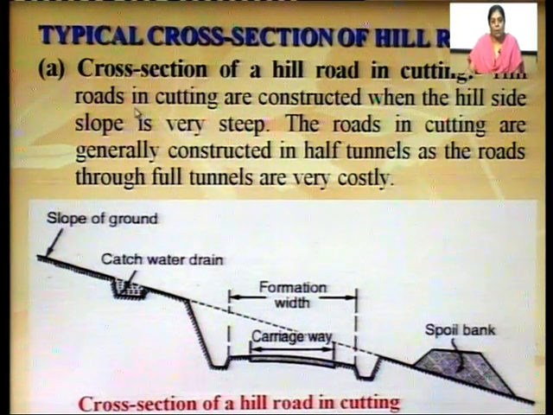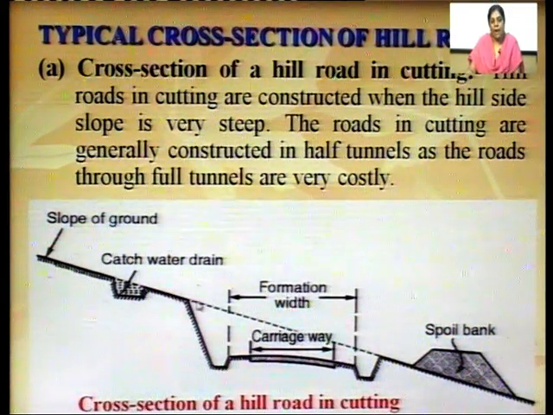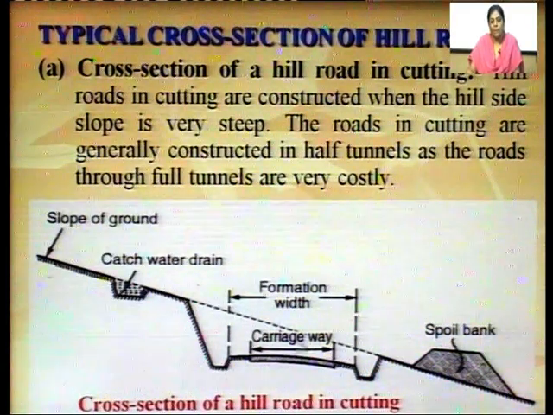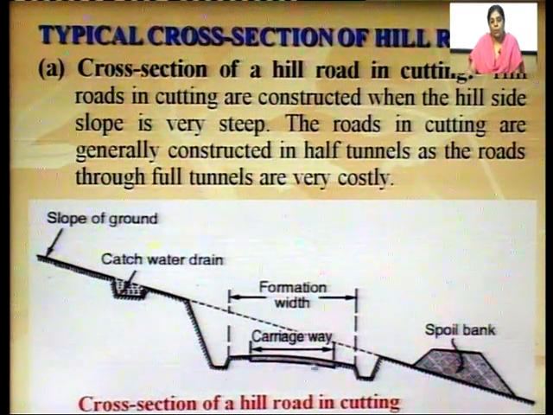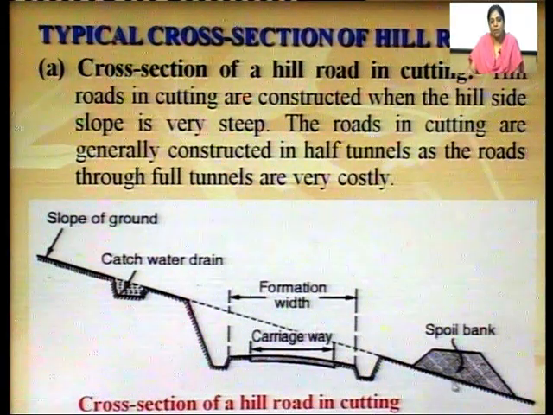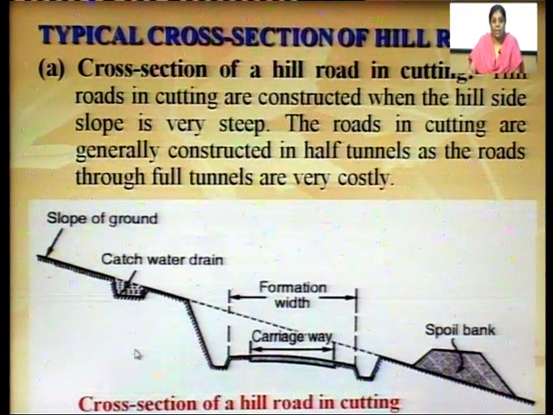So, cross section of a hill road in cutting. Here the slope is coming from the upper side of the hill and we have cut this part of the hill to construct the hill road, and then here again the natural surface of the hill goes down. So, this is a typical section of hill road in cutting.